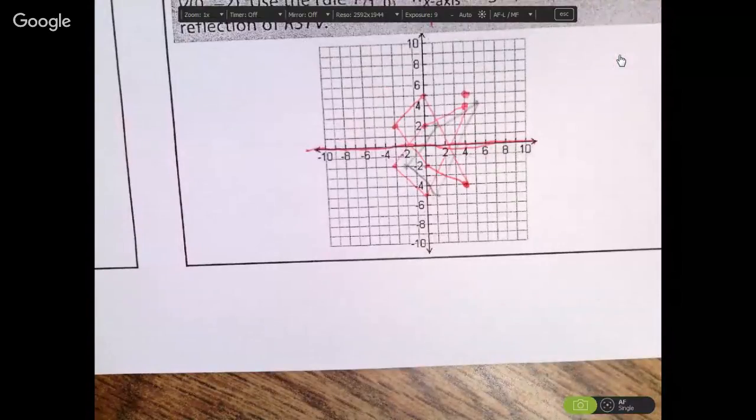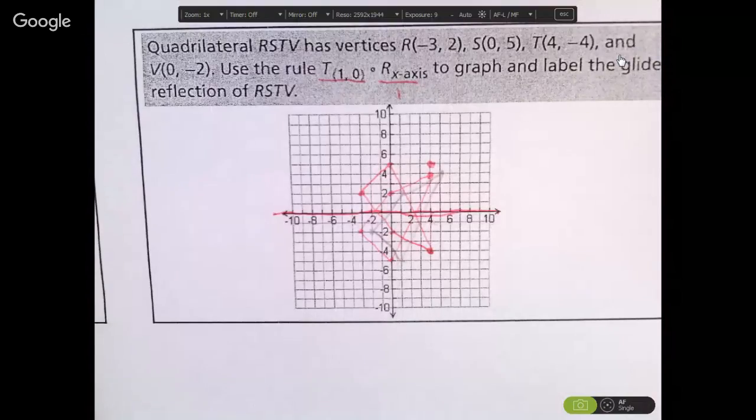Okay, so that pencil is my final answer. The pen was the reflection across the x-axis. Yeah, that's actually weird.